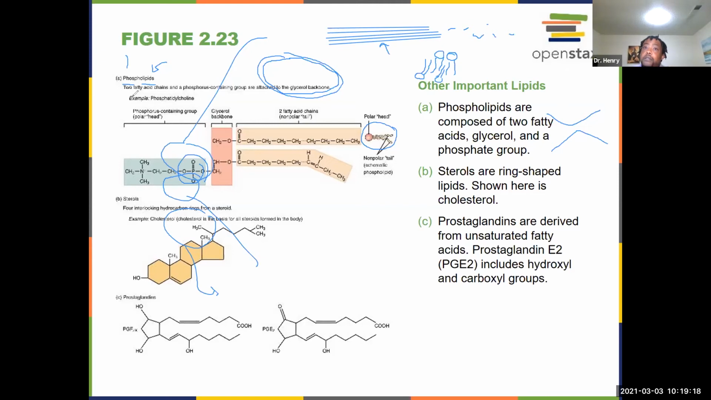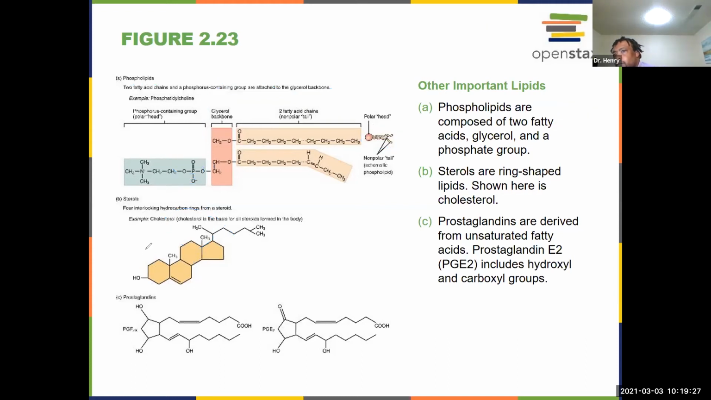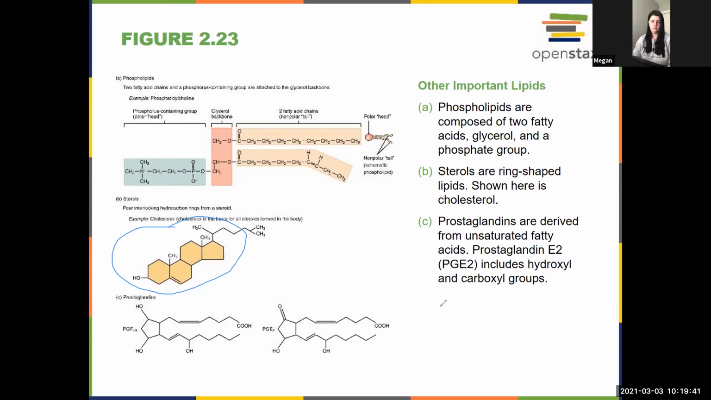And then we have, let's see. Let me erase some of this here. Okay, so here we have cholesterol, and then we have, I see it at the bottom. Oh, here we go. Prostaglandin. So these are two examples of steroids that we will see in our body, right?